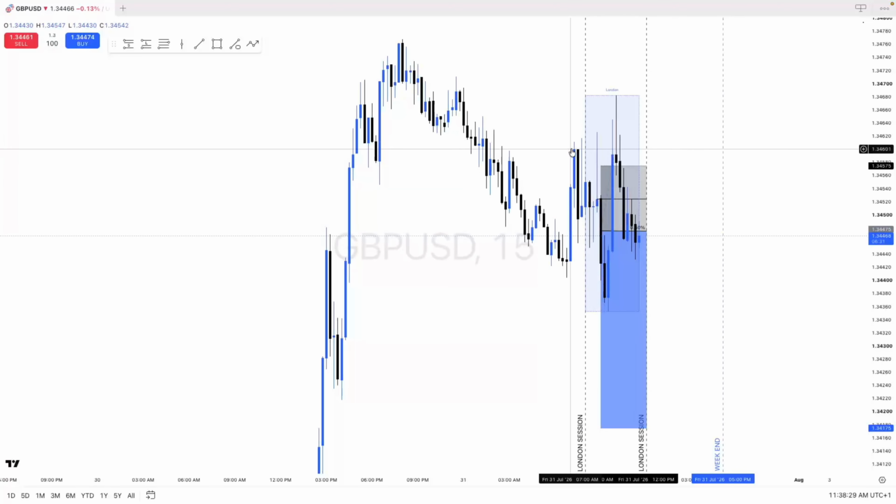4 times. Failing the highs means that it's wicked into that area, it's traded to that level, but struggled to close above. So because it hasn't body closed above, I just say it's retested the highs and failed. So it's done that 4 times.